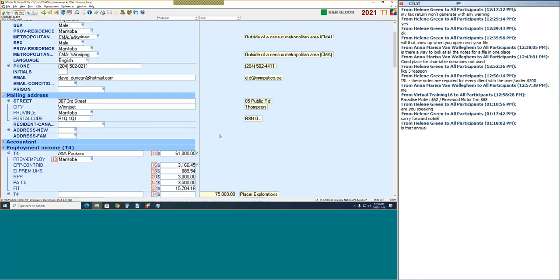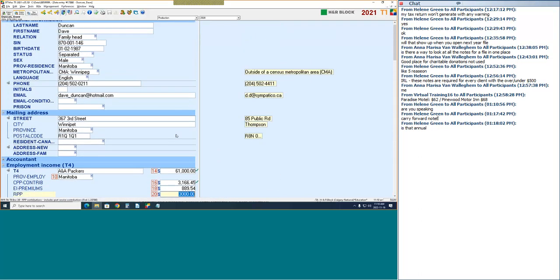And then notes, it would say, what am I going to do for notes? I want to have notes for why he has a refund. Okay. Is it annual? So again, in a real office, we're not going to do this because in a real office, we have double entry, which does it for us.